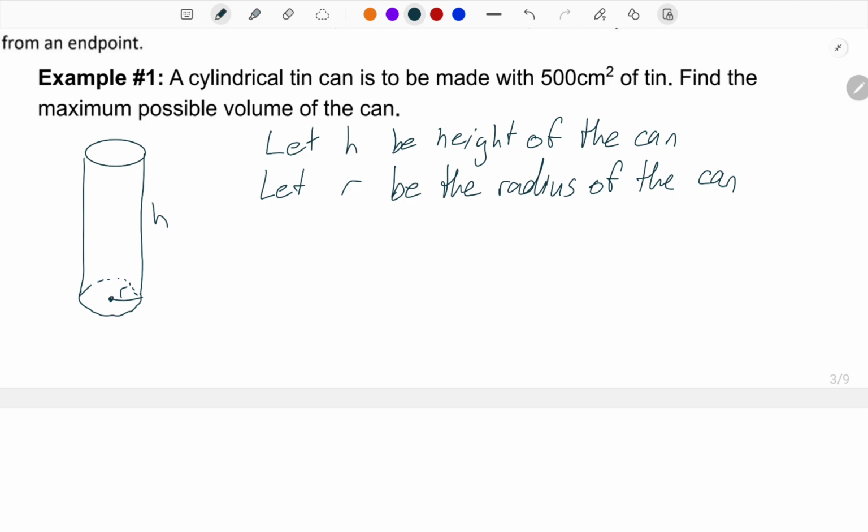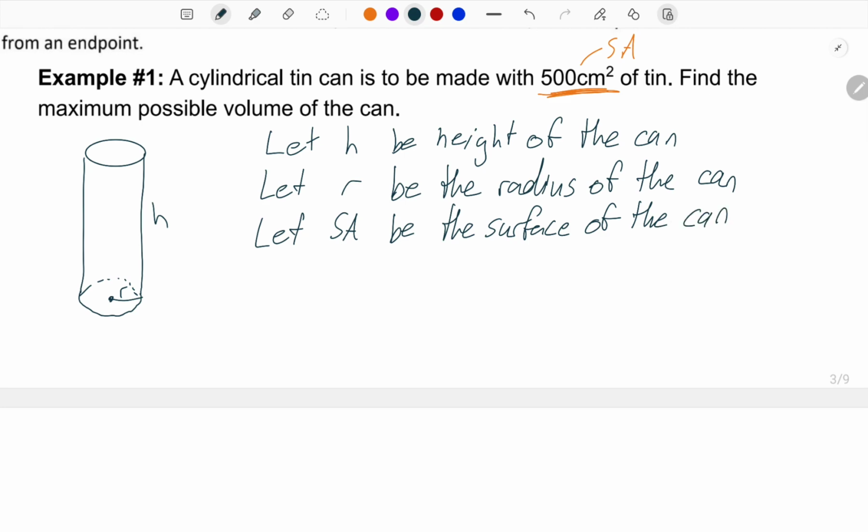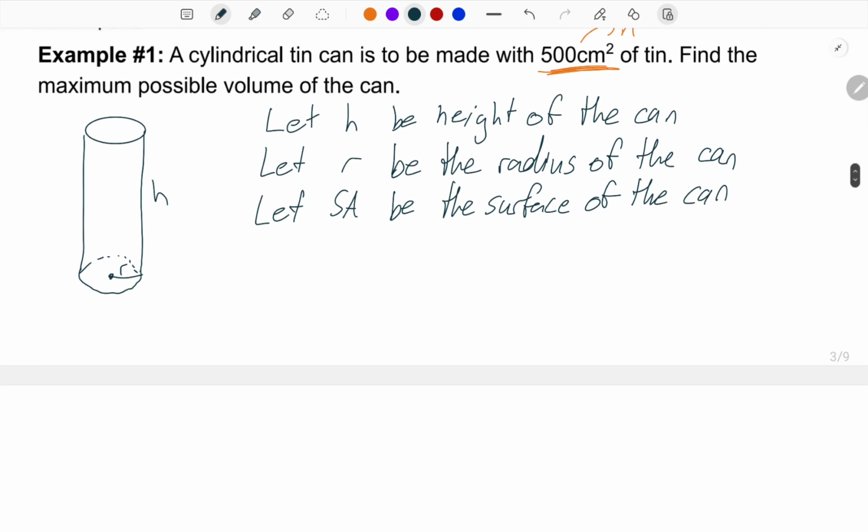What are we actually looking to do? So we're looking to use up 500 centimeters squared. So that is a surface area. So let's just define our surface area. So let SA be the surface area of the can. So we have that much tin to work with. And what are we looking to maximize? The volume. So that's going to be our key variable.